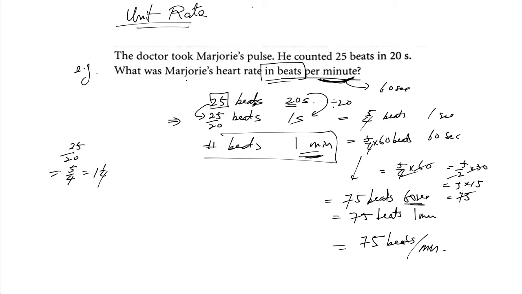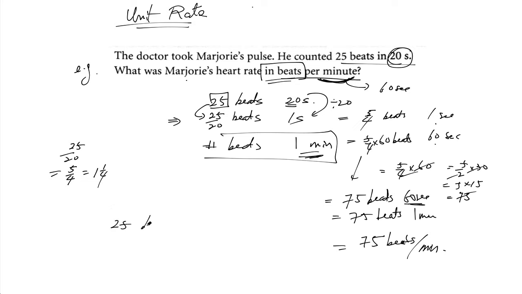Okay, so that might have been a little bit confusing. Let me try to do this a little bit faster this time, okay? So the goal is to get this to 60. That's what happened here. I converted it to 1 second, got it to 60 seconds, and then got it to a minute. Let's see if we can do this a bit faster.